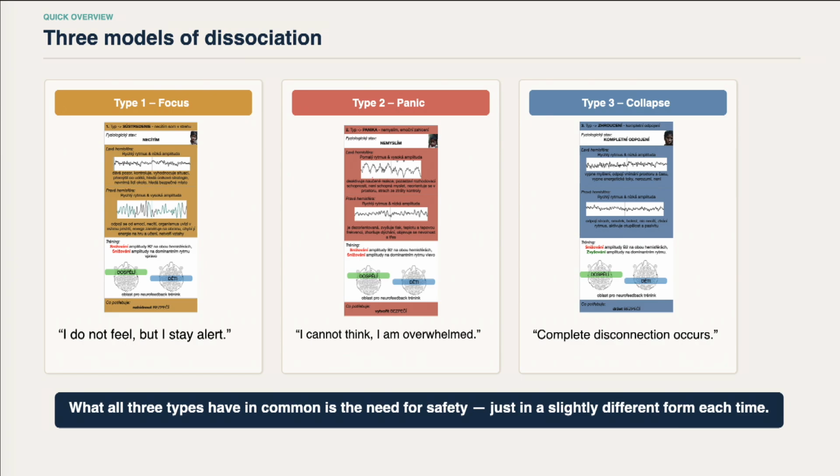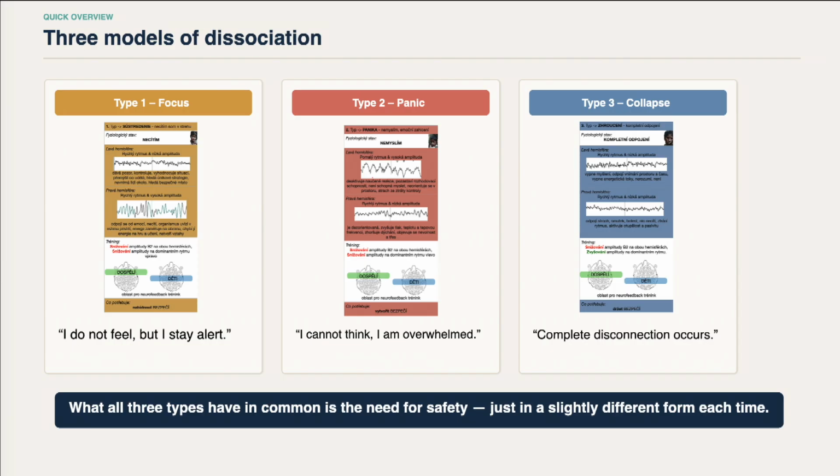Type 1, focus. Type 2, panic. Type 3, collapse. Each card shows the EEG activity of the right hemisphere, the EEG activity of the left hemisphere, and a more detailed description of the symptom profile. It also includes guidance for training. What connects all three types is the need for safety, but each type expresses that need in a different way. So let us now take a closer look at the first one.